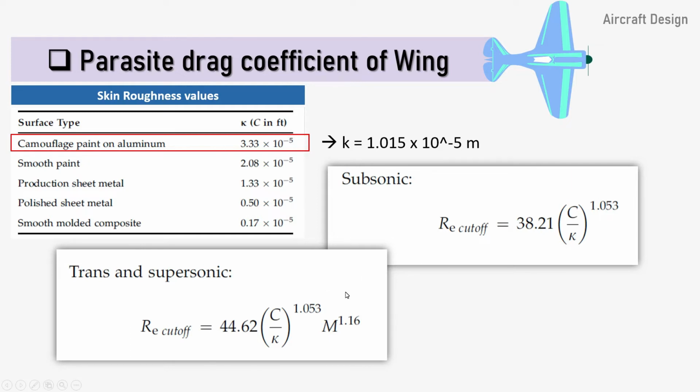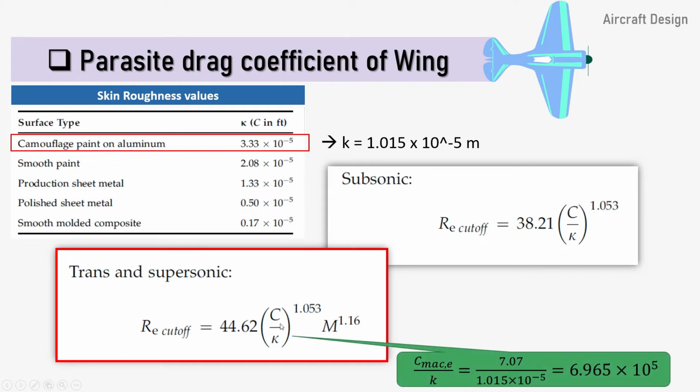Now in case of my design, it is transonic, that is 0.85 Mach number. So I will choose this formula, the cut-off Reynolds number: 44.62 (L/K)^1.053 M^1.16. In our design the Mach number is 0.85. Substituting the values, L is again the characteristic length. Here our characteristic length is the mean aerodynamic chord of the exposed wing.